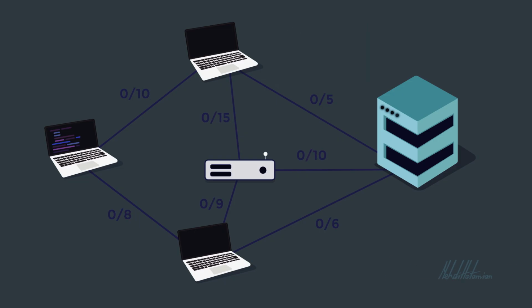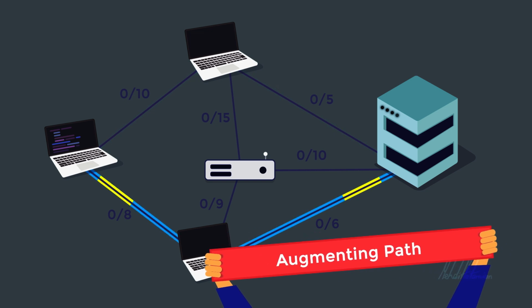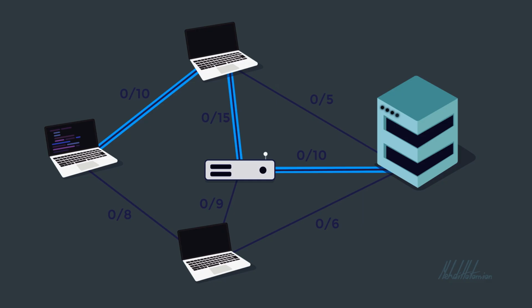Now the next step is to find a path from the source to the sink. In the Ford-Fulkerson algorithm, this path is called an augmenting path. An augmenting path is any available path through the network where we can still send more flow without exceeding the capacity of its connections. As you can see, there may be more than one possible augmenting path. At each step, we select one of these paths to push the flow through the network.